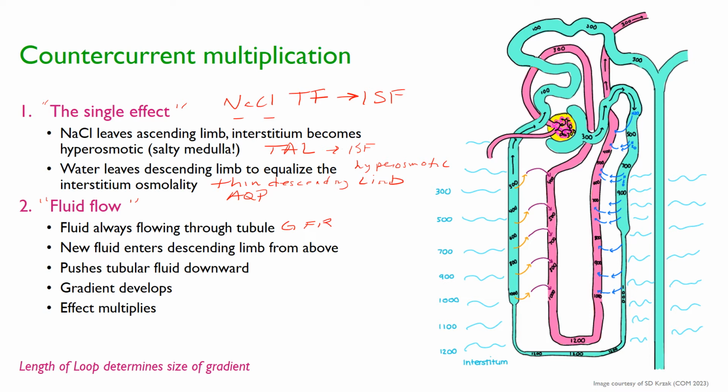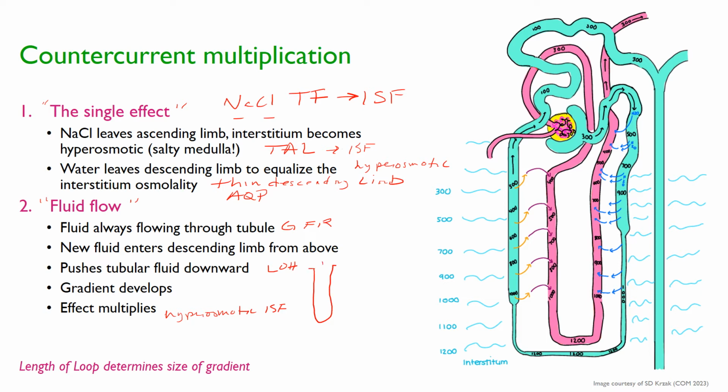And since there's always new fluid entering the tubule from above, that will push what's below it on through the loop of Henle, on through the pipe. And as a result, the gradient will develop because of that constant pushing downward. And the effect, meaning the effect of the hyperosmotic interstitial fluid, only multiplies the deeper and deeper you go. And this is, in fact, the process by which the interstitial fluid becomes most hyperosmotic, dependent on the anatomical length of the loop of Henle.